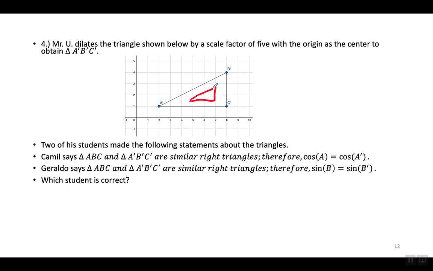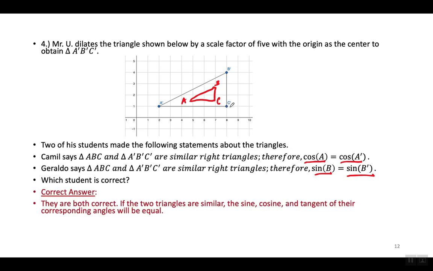Okay, so first of all, just to make sure that you understand the question, the question is saying that there was triangle ABC, which I dilated by a scale factor of 5 to create triangle A prime, B prime, C prime. Camille is saying that the cosine of angle A in the original triangle will equal the cosine of angle A prime in the new triangle. And Geraldo is saying that the sine of angle B in the original triangle will equal the sine of angle B prime in the new triangle. Okay, and the answer is that they are both correct.